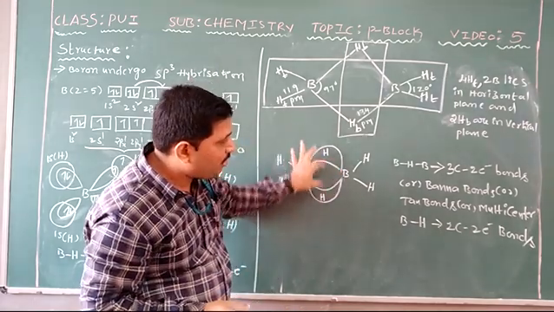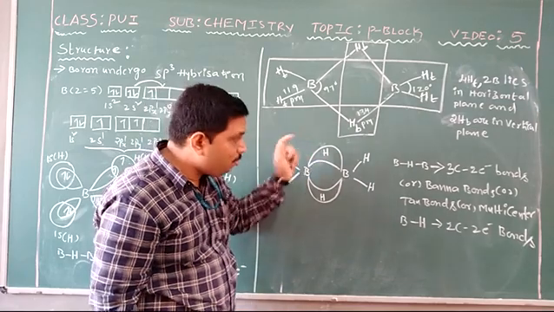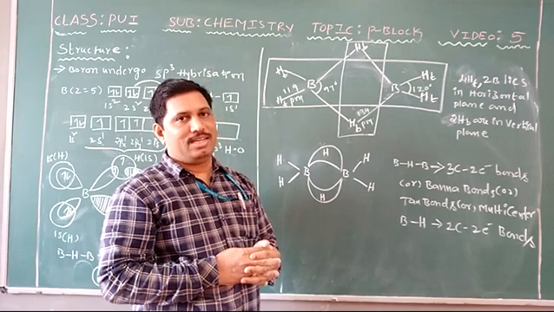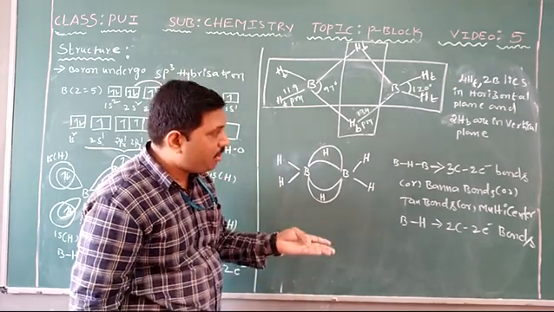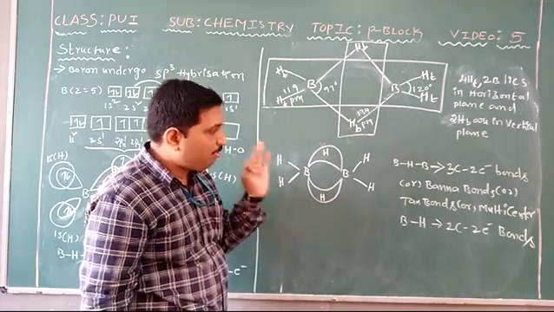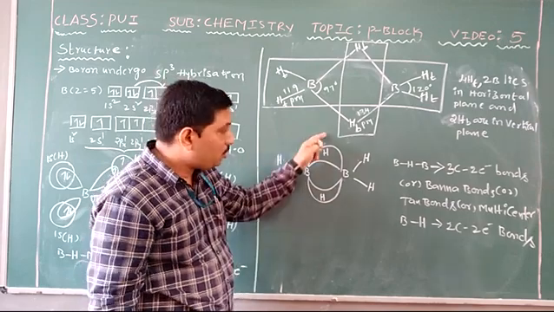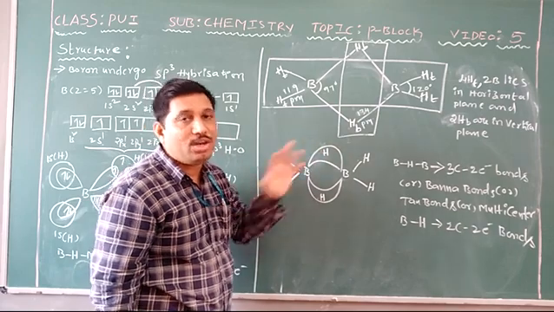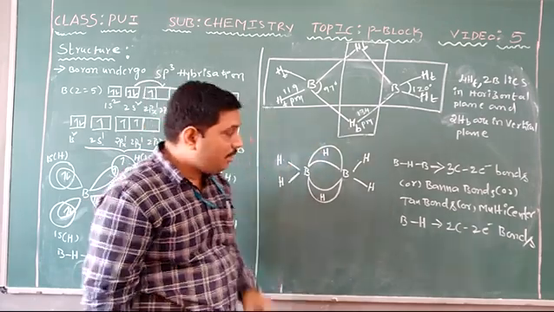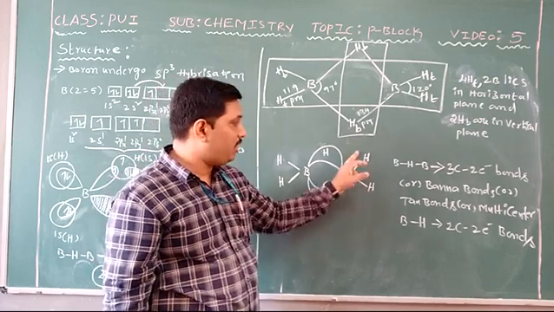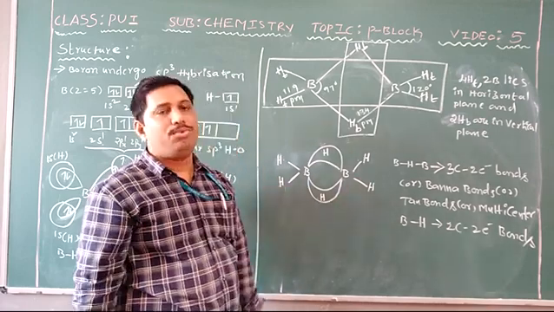Hence, these bonds are also known as banana bonds or tau bonds or multi-center bonds. More than two centers are present, multi-center bonds. Clear, student? BHB bonds: three-centered two-electron bonds, banana bonds, tau bonds or multi-centered bonds. Total how much, student? Two bonds are present. These bonds are 2 in number. Whereas BH bonds, two-centered two-electron bonds, are 4 in number. 1, 2, 3, 4, are 4 in number.